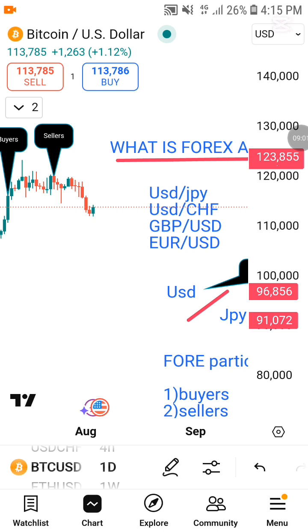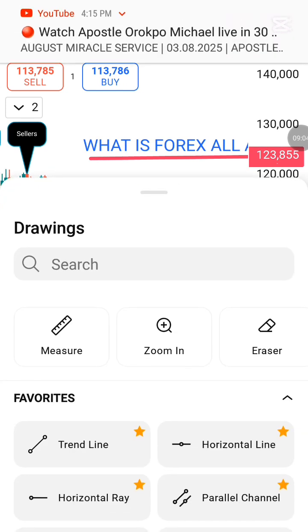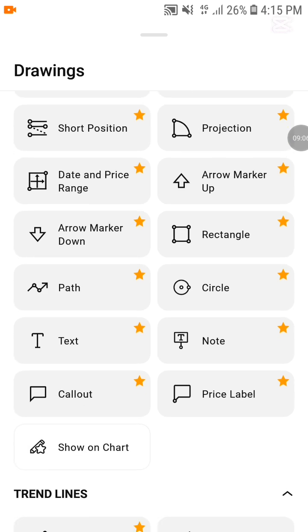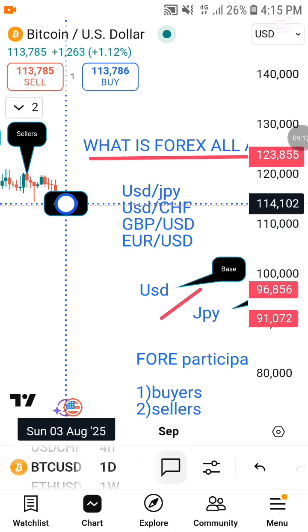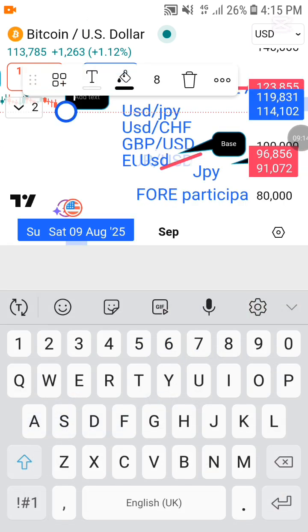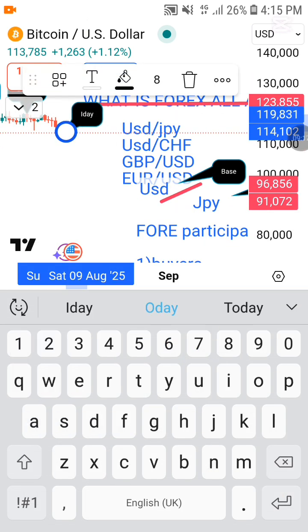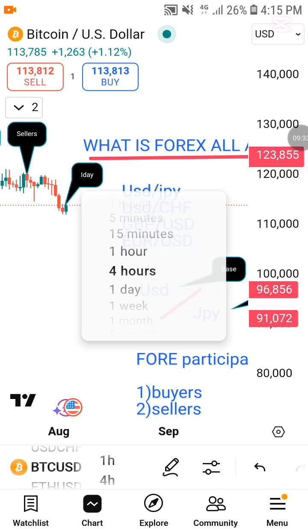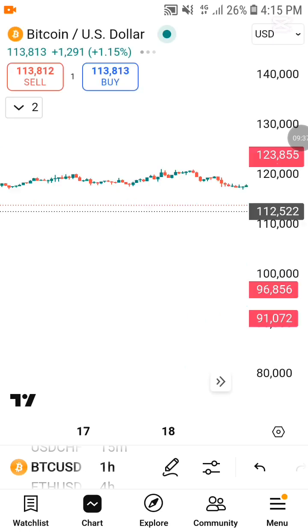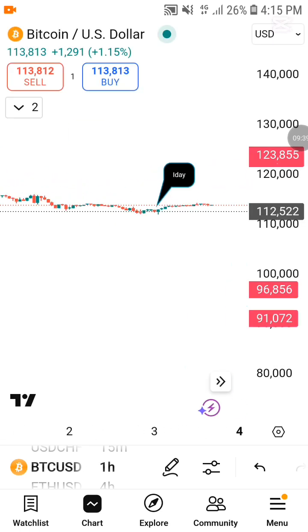Let me use this candle as an example. This candle that you are seeing is for this whole day. One day. So if I switch from 1 day to 1 hour, this small candle that you are seeing will begin to extend. Let me switch to 1 hour so that you will see. Can you see?